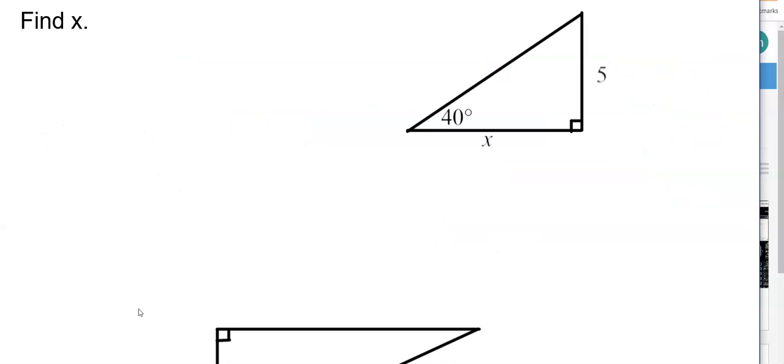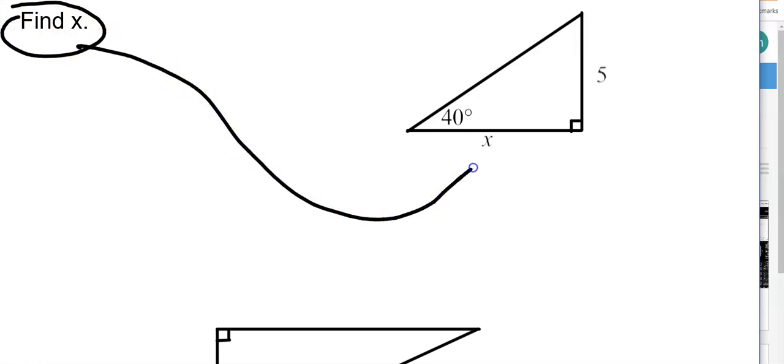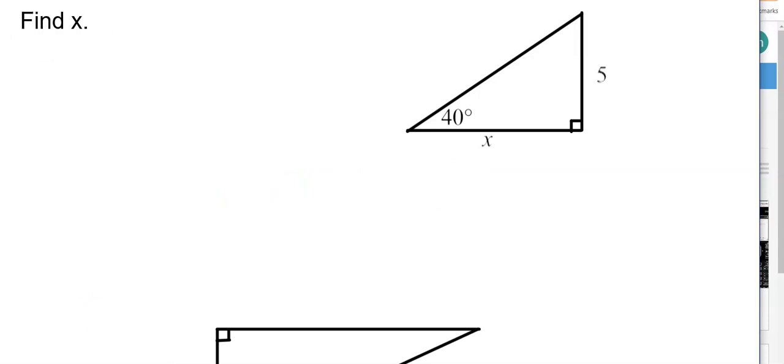Find x. By the way, I don't know if you know this, but this is actually one of the best math jokes. Find x. Some student just goes like this: I found it. It's right there. Maybe I should have said that better, but it's a good math joke.